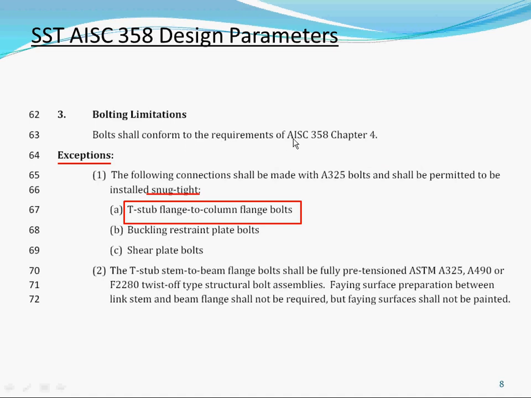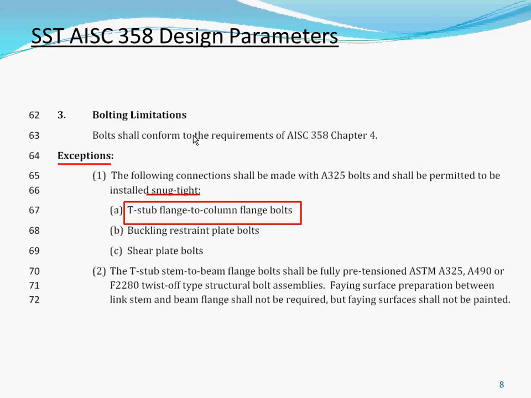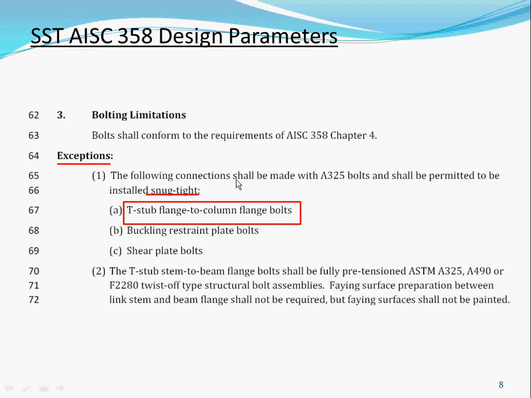Another one, bolting limitations. All bolting shall conform to 358 Chapter 4. They have requirements for bolting. We're applying some of them, with some exceptions, to our connection. The following connections shall be made with A325 bolts installed in snug-tight condition. Okay, snug tight, I'll go into that a little bit when we're talking about bolting. This is the connection we're talking about for snug-tight bolts.